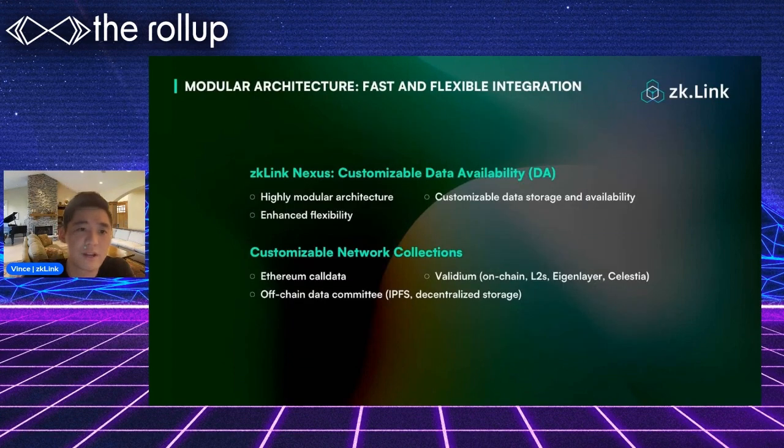And this is also one important feature of the architecture of the zkLink layer 3 platform. It comes as a modular solution, which means fast and flexible integration. There are two aspects of modular solution customizability. One is the customizable data availability deployments.